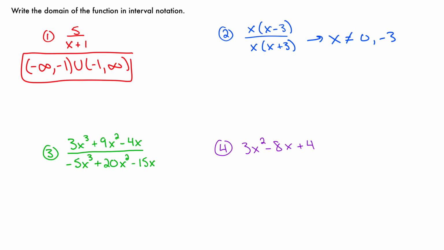It's going to go negative infinity to negative 3, union negative 3 to 0, union 0 to infinity. For every inequality, for every single one of these discontinuities, you need a new union symbol.